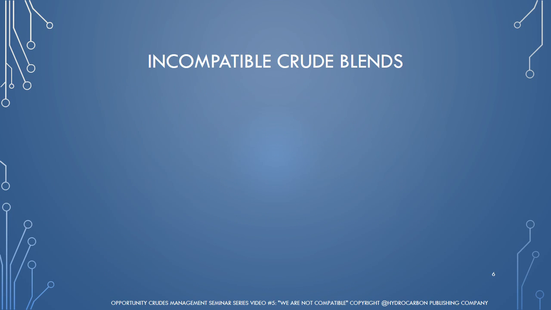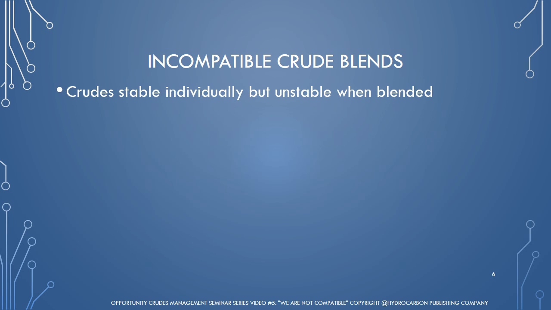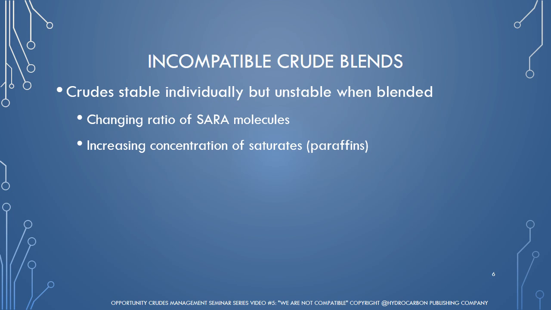Incompatible crudes are those that are stable individually but unstable when blended. When incompatible crudes are blended, a change in the ratio of the SARA molecules or an increase in the concentration of saturates such as paraffins may occur. Both of these events may lead to asphaltene destabilization.